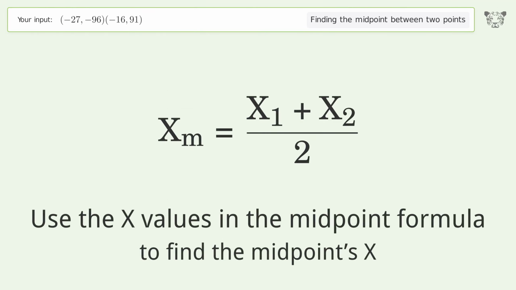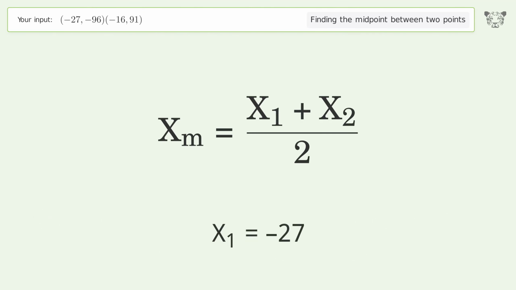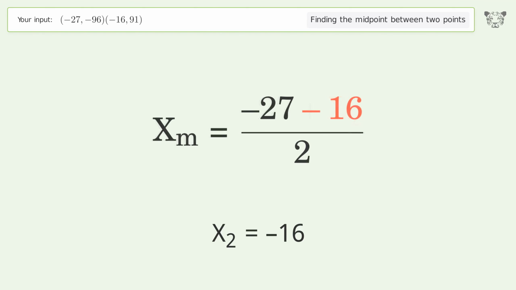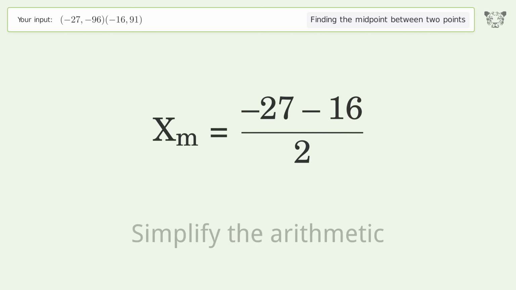Use the x values in the midpoint formula to find the midpoint's x. x1 equals negative 27. x2 equals negative 16. Simplify the arithmetic.